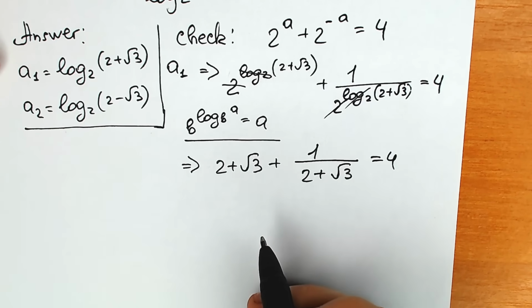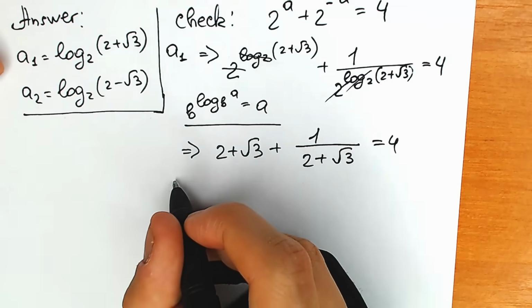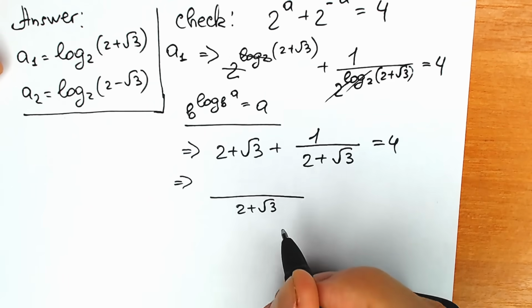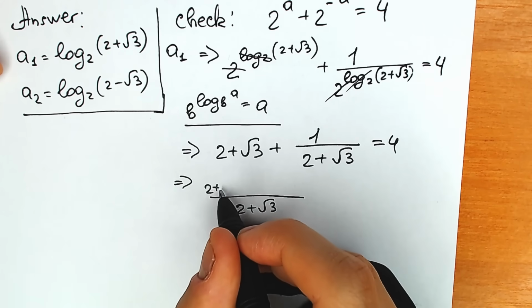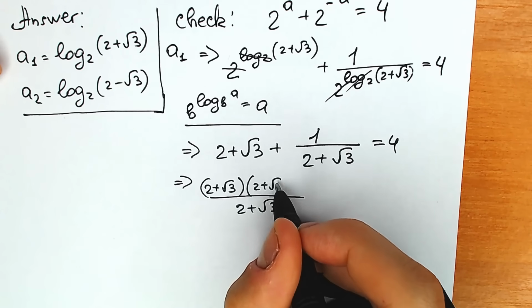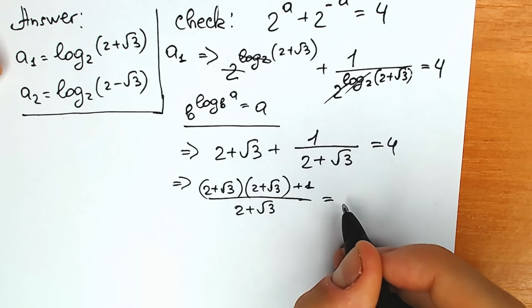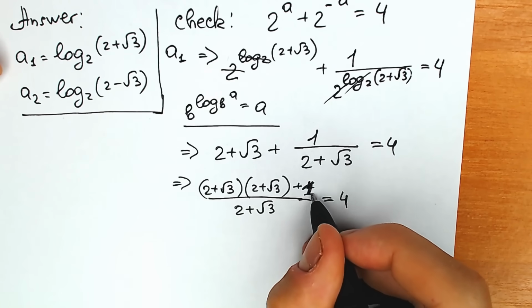How can we do this? Of course, let's find our common denominator. So let's do this right now. Our common denominator is equal to 2 plus square root of 3, 2 plus square root of 3. Right here we have 2 plus square root of 3 plus square root of 3 times 2 plus square root of 3, 2 plus square root of 3, and plus 1 equal to 4. So this is our 1, yeah.